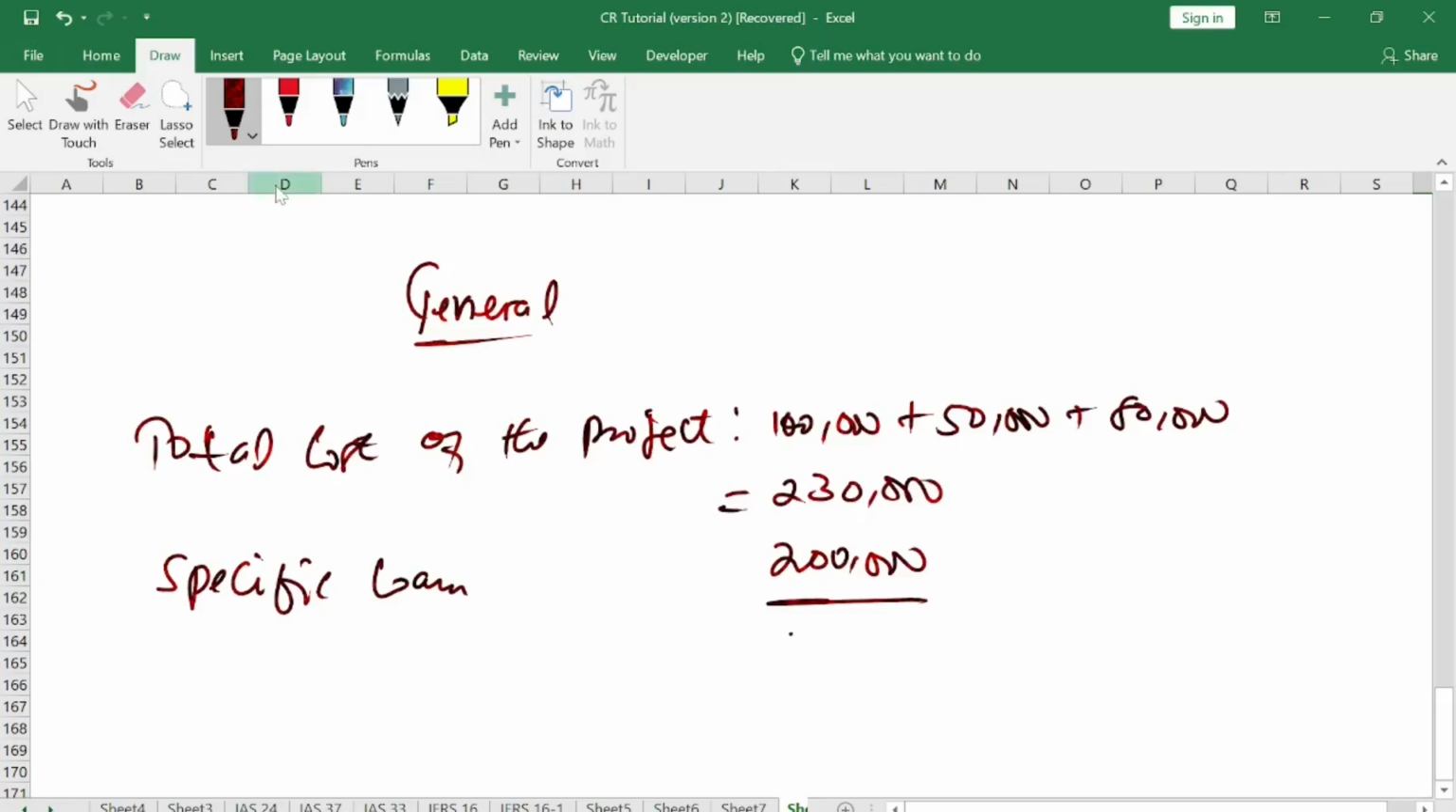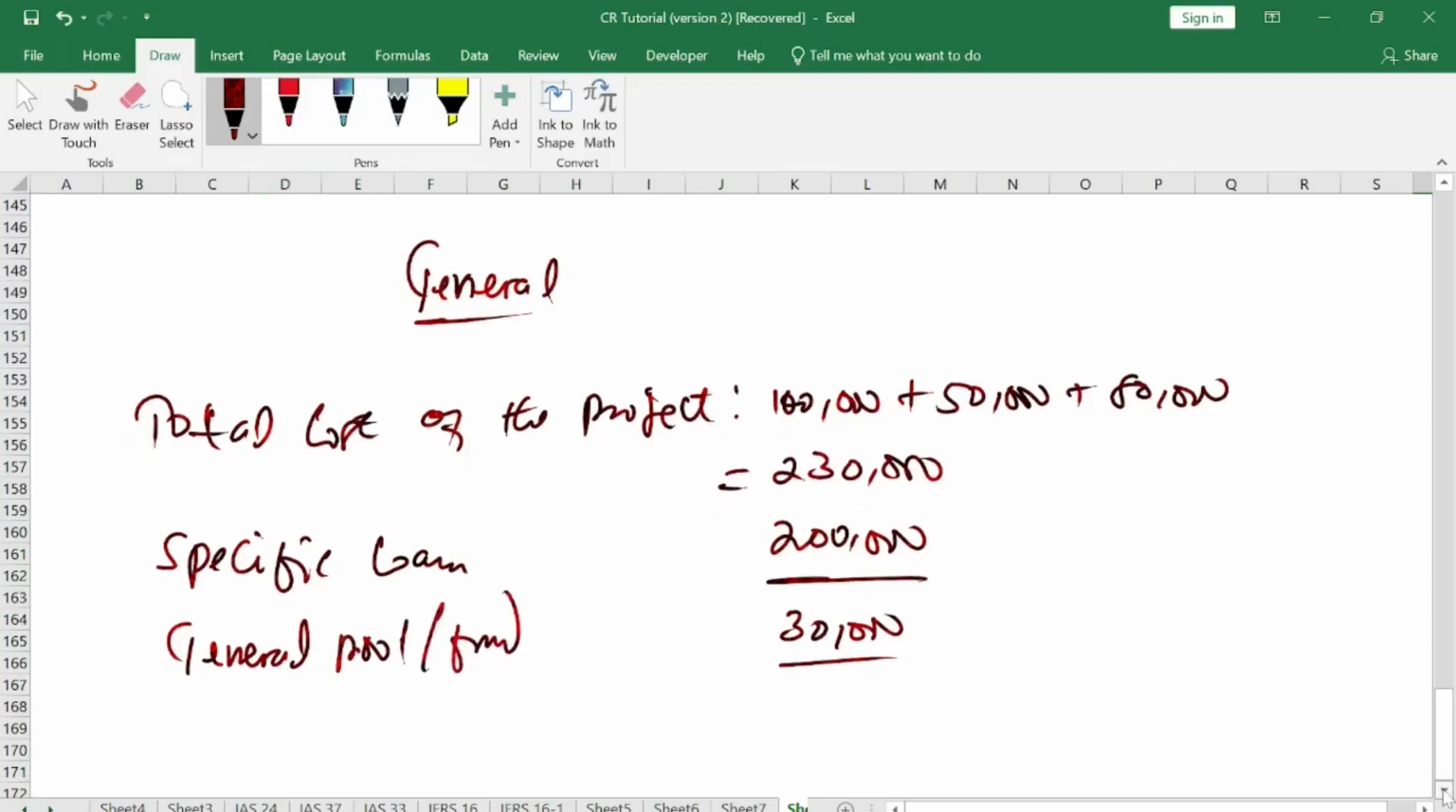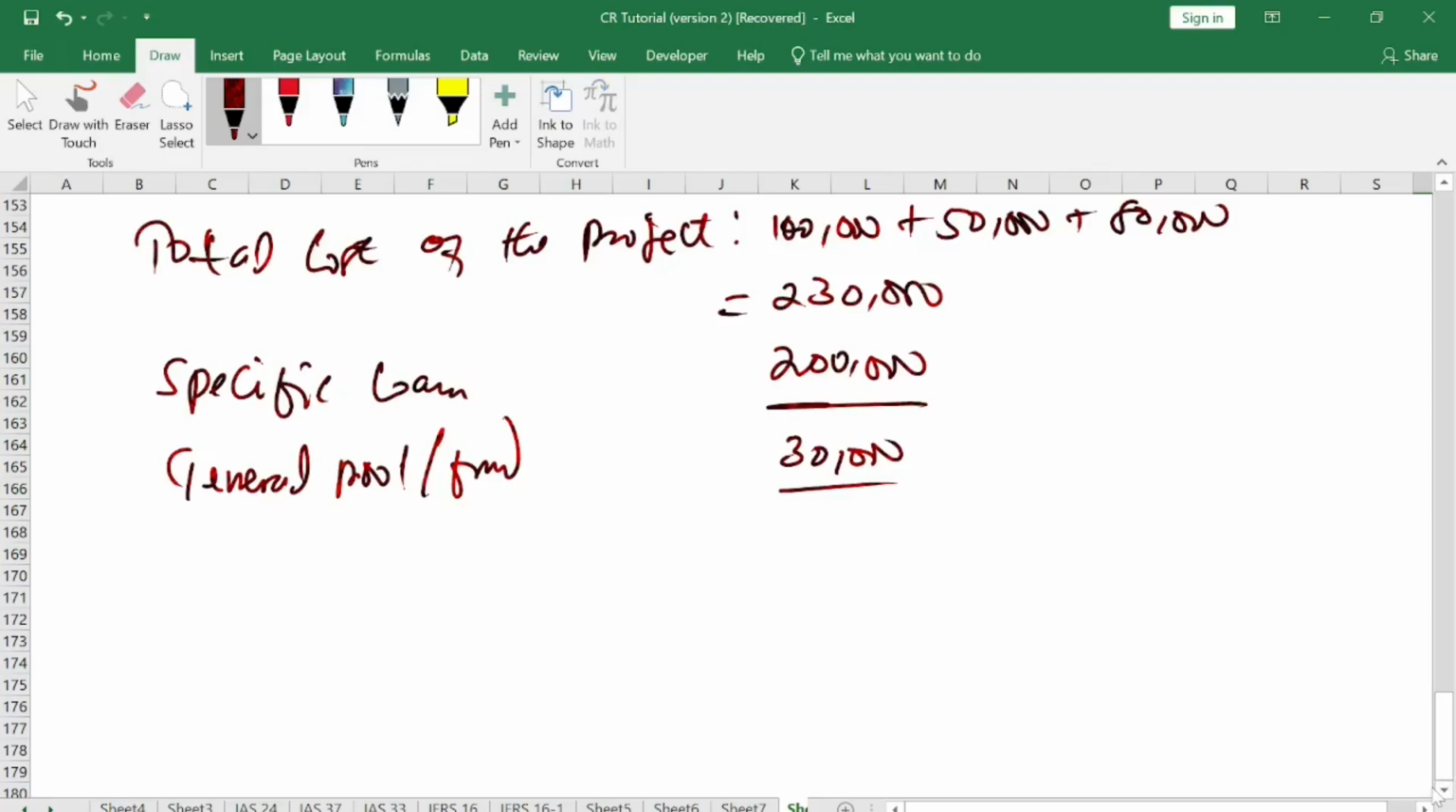So when we look at it, we will have 30,000 left to be expended on the project. So where do we get this money from? We will take it from the general pool of funds, right? So how do you go about it? You have this 30,000 to go. So how do we calculate interest on this 30,000 that you want to take from the pool of funds?